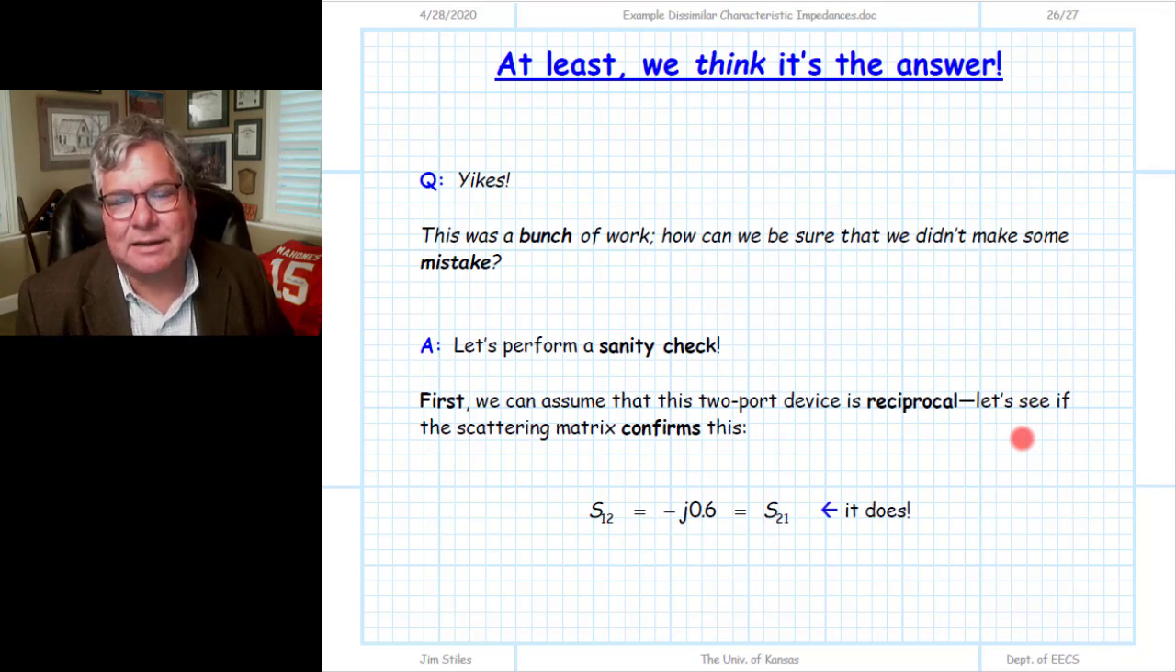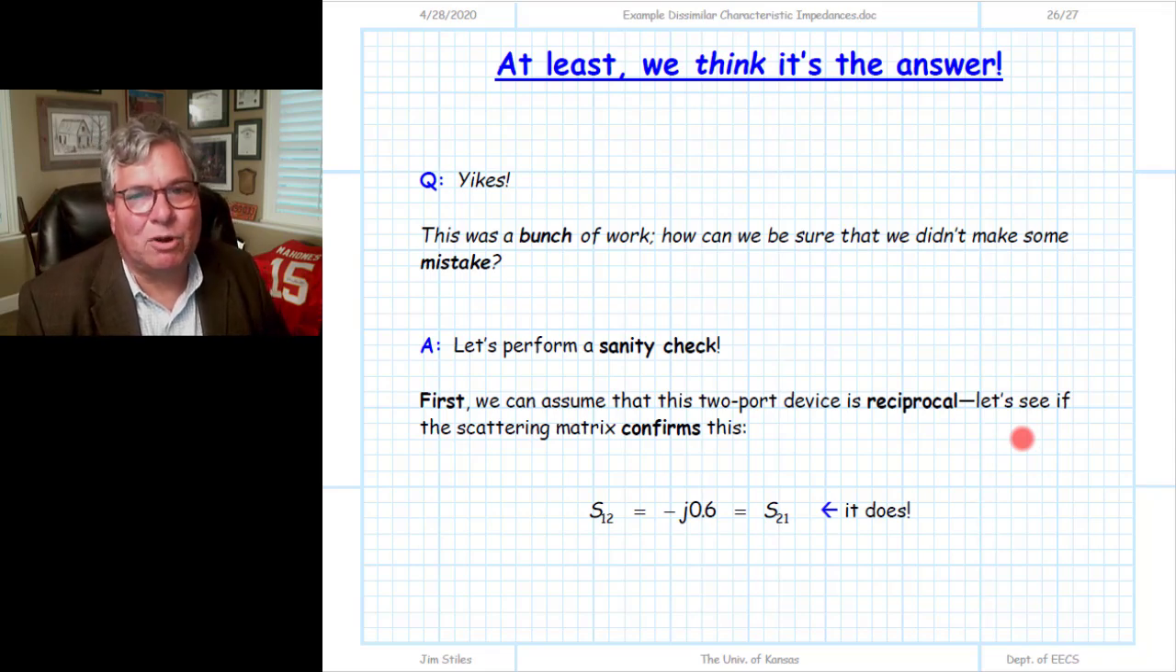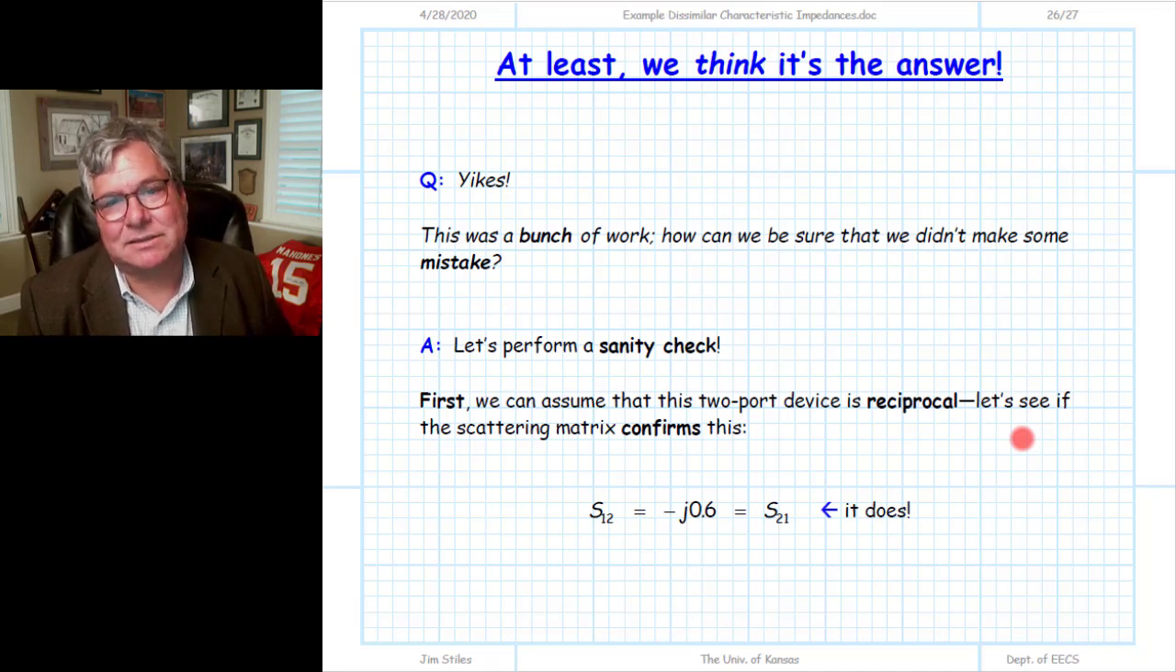I'm not nearly as severe in grading if you give me a wrong answer that's at least plausible, that passes the sanity checks.